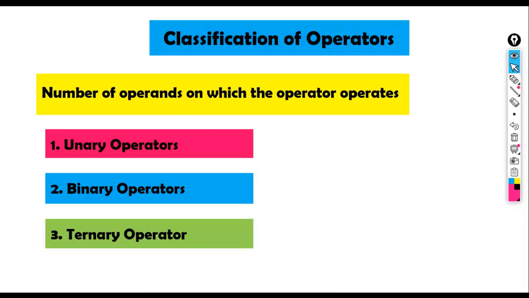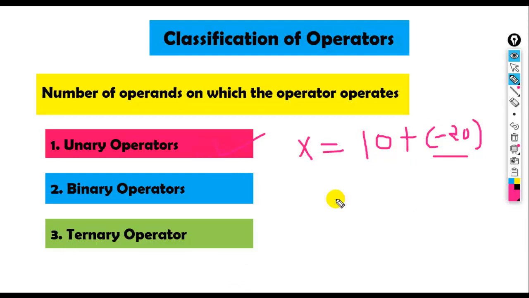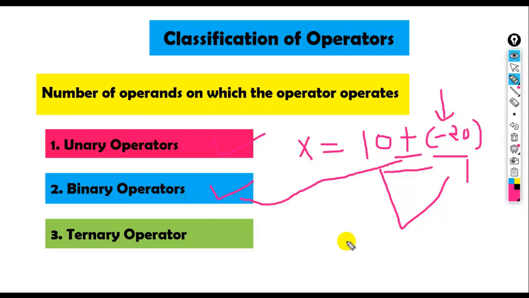So the operators are divided into three types based on the number of operands on which they operate: unary operators, binary operators, and ternary operators. Please remember this classification. So here let me write x is equal to 10 plus minus 20. Here minus is a unary operator as it operates on one operand 20, and here plus is a binary operator. Why? Because it operates on two operands 10 and 20.